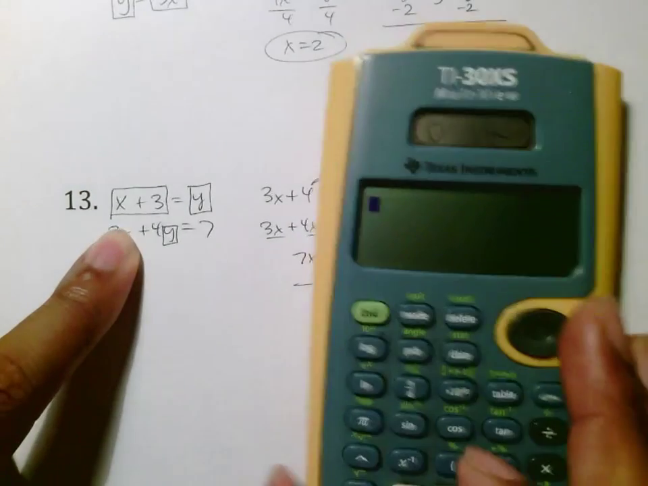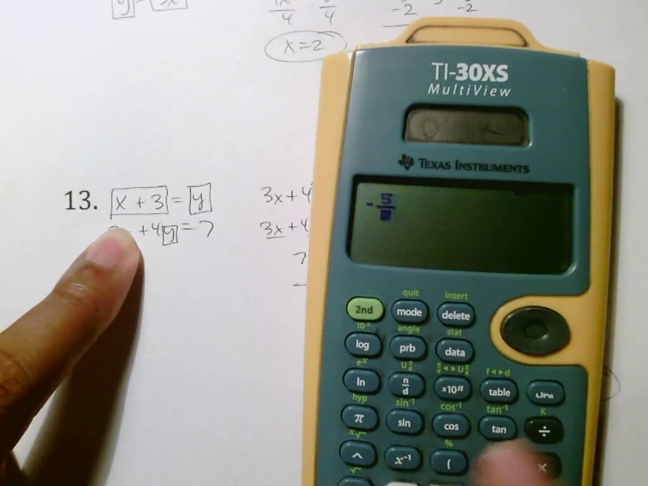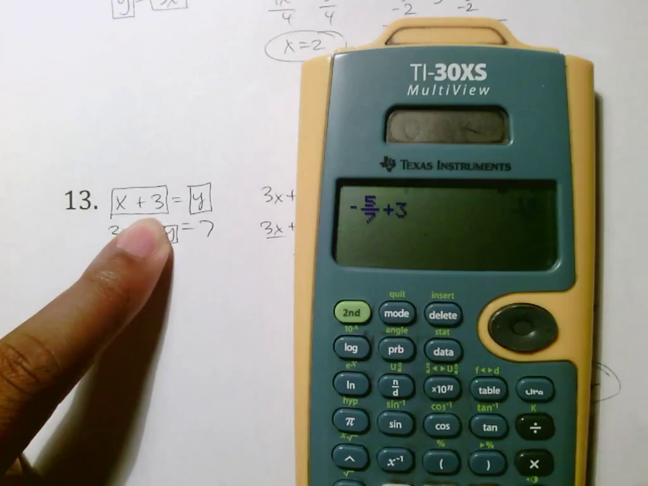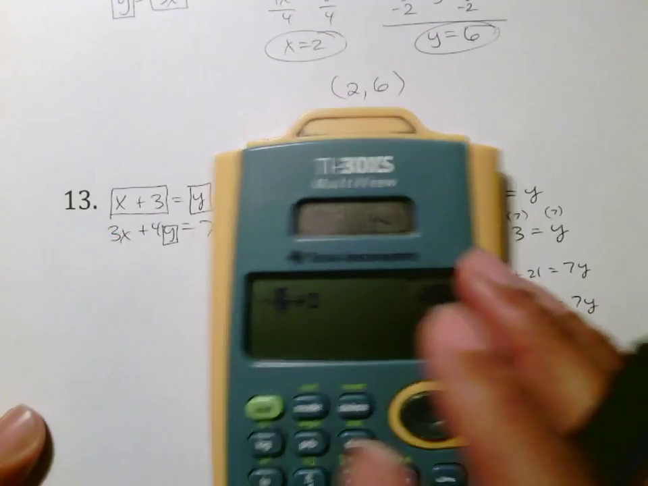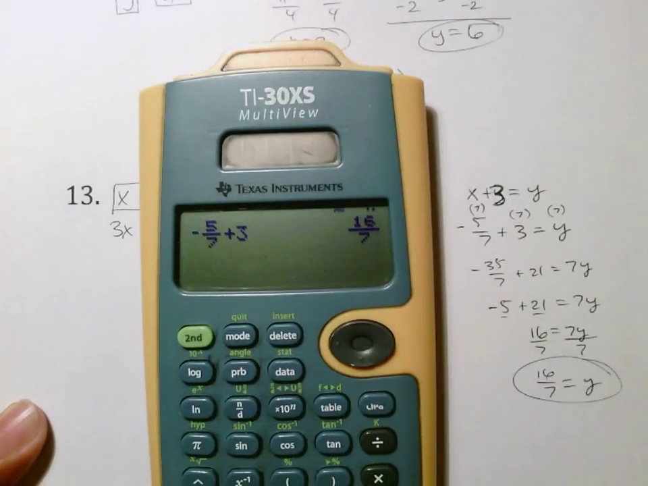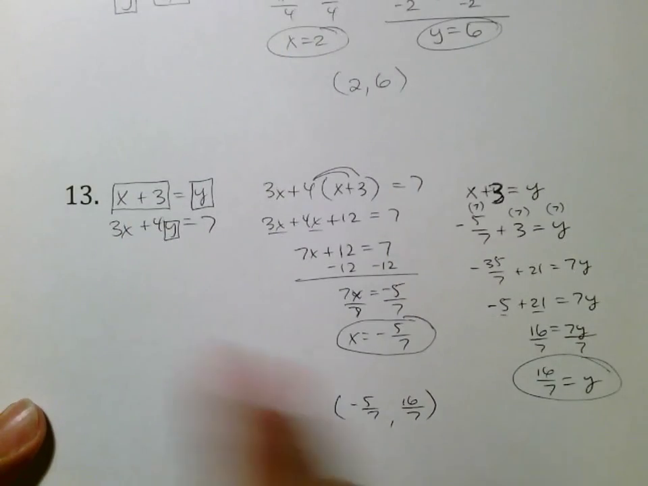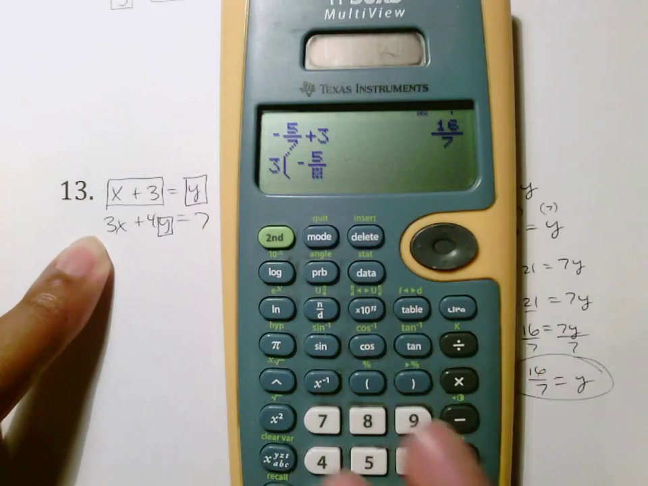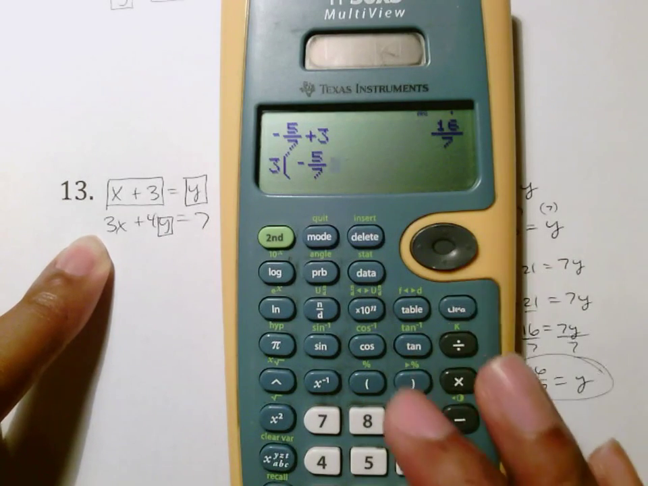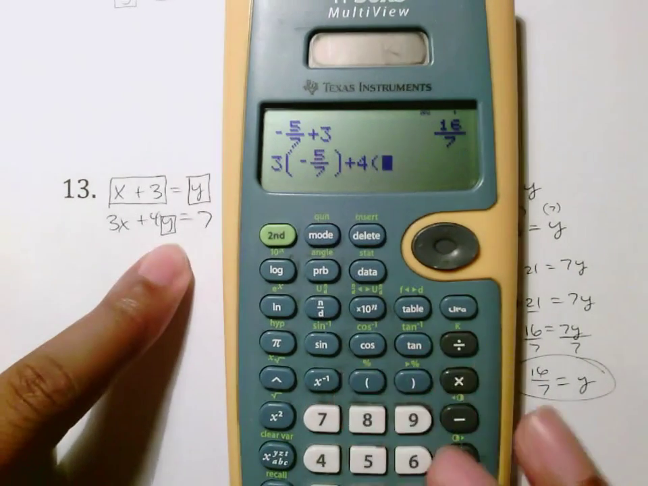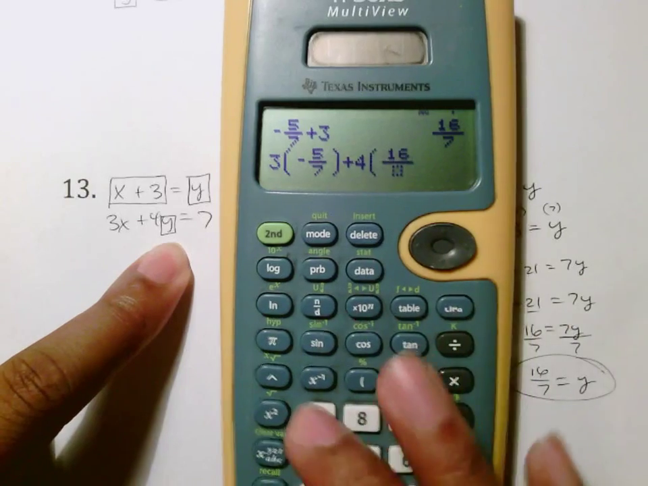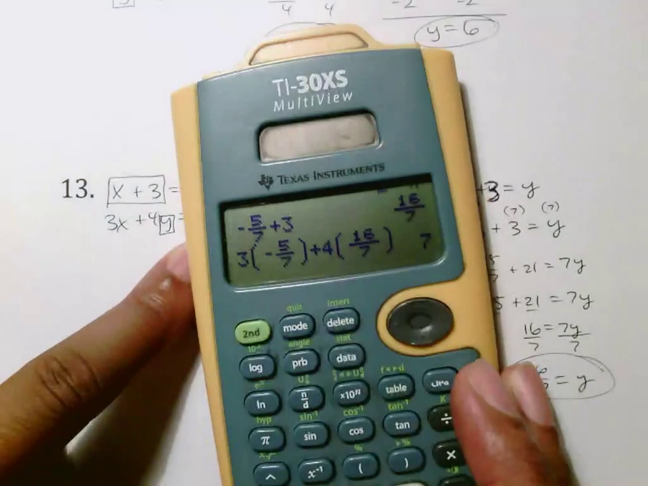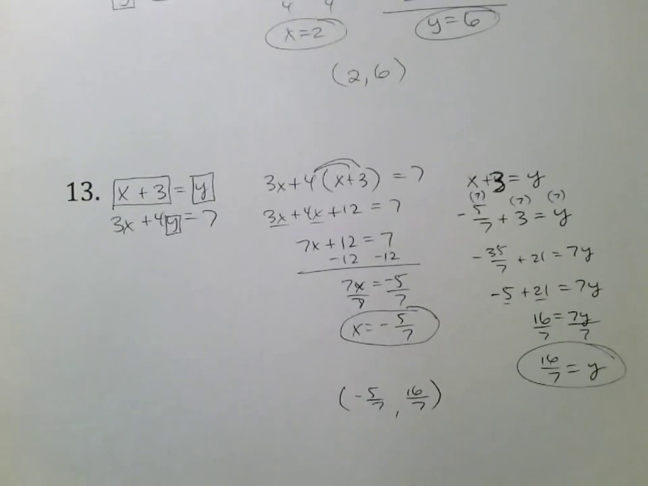I will use a high-tech calculator to check this one. X plus 3 equals y, which means if I put negative 5 over 7 in here plus 3, I should get 16 over 7 as my answer, and you notice that is actually what pops up in the calculator, which is what I am looking for. Same thing if I was to do it here. 3 times x would be 3 times negative 5 over 7 plus 4 times 16 over 7, and that gives me 7, which is what I am looking for.